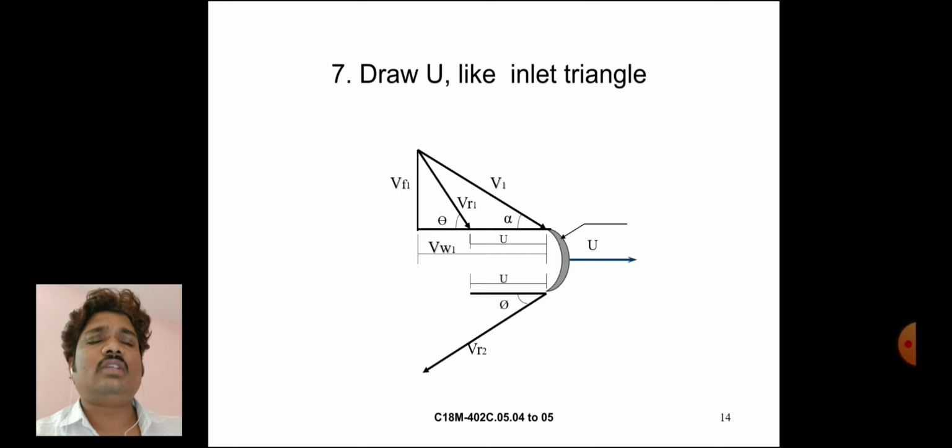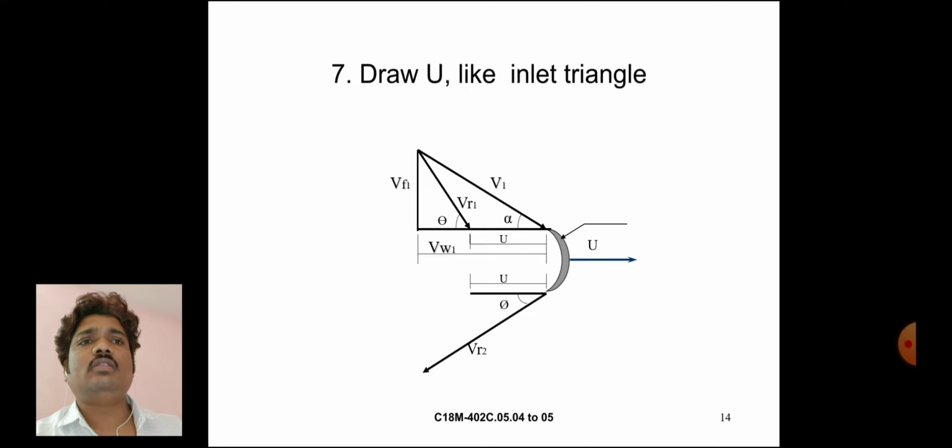V1 is the steam inlet velocity. VR1 is the steam inlet relative velocity. VF1 is the steam inlet flow velocity. Phi is the marginal angle. U is the blade velocity. VW1 is the steam inlet whirl velocity. VR2 is the steam outlet relative velocity, shown in this figure.